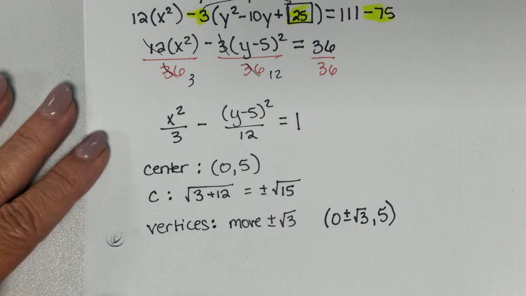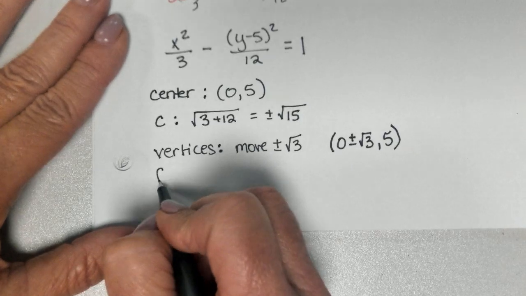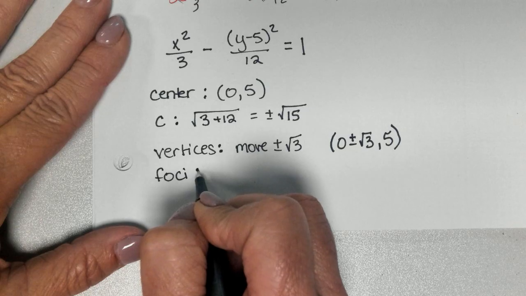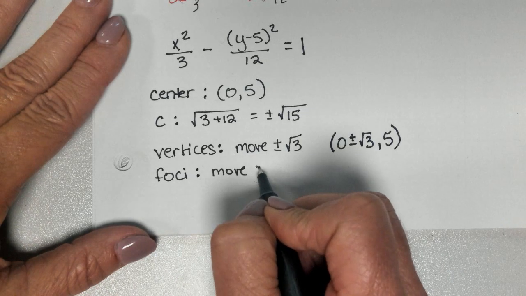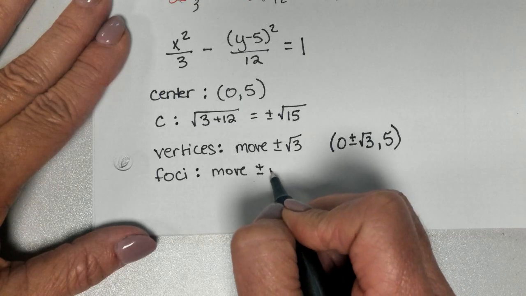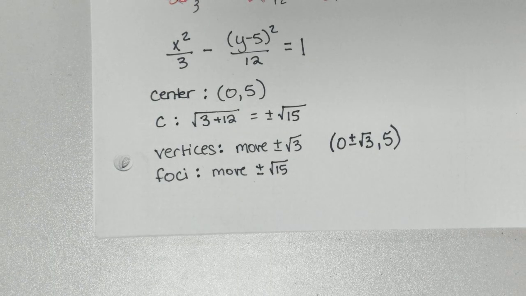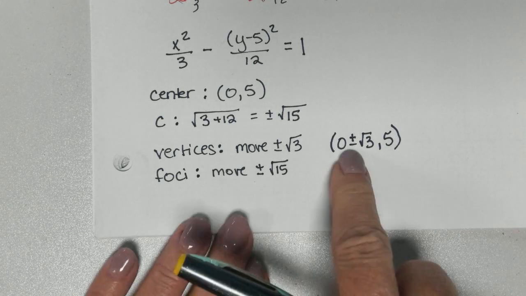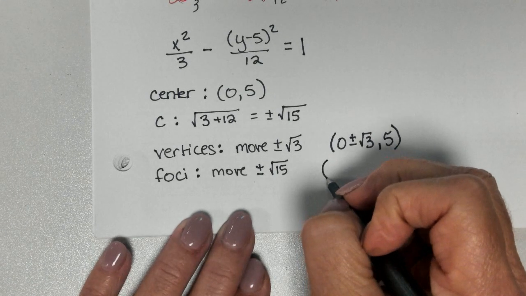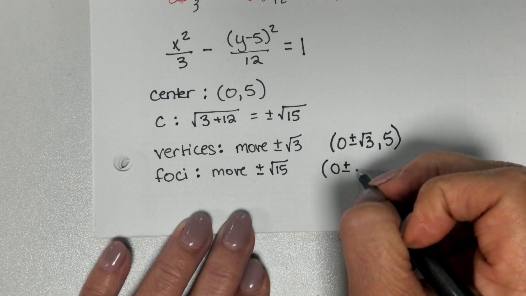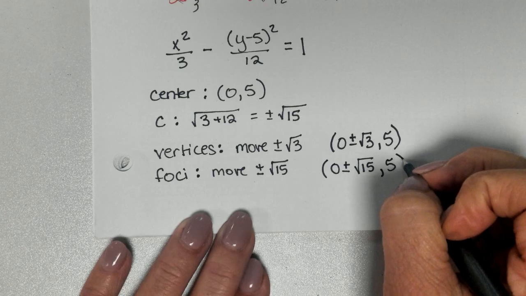And then our foci. We're going to move plus and minus square root of 15 from that same coordinate. So it would be 0 plus or minus the square root of 15, comma 5.